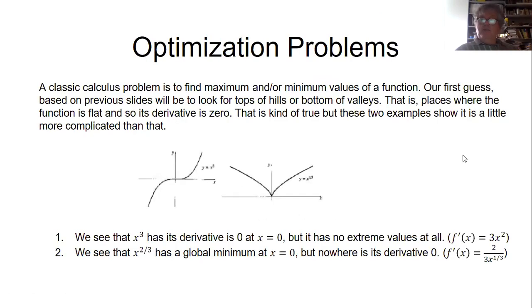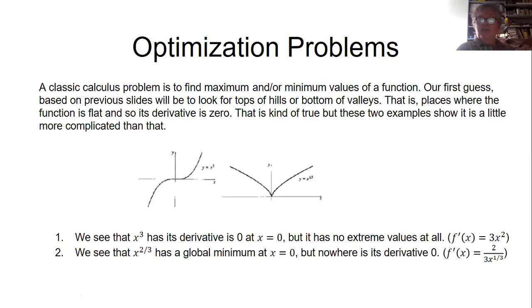Okay, so what we really want to be interested in is optimization problems. And this is a really classic calculus problem. I give you a function or I give you a situation and you're supposed to find the best value. So what is the maximum? What is the minimum? Our first guess based on the previous slides would be to look for the tops of hills or the bottoms of valleys. That is places where the function is flat, so the derivative is 0.